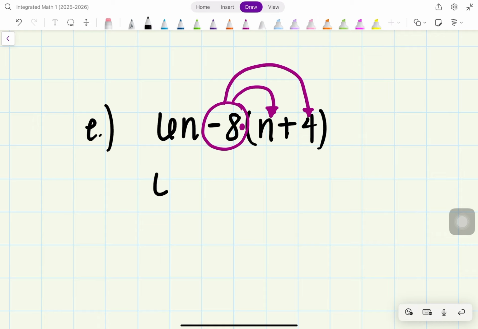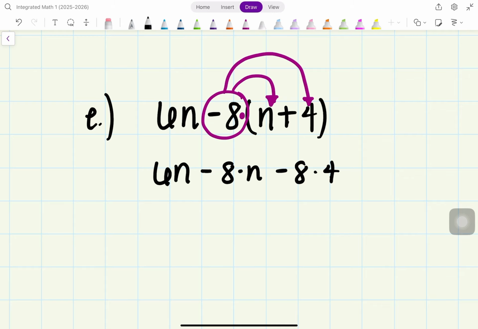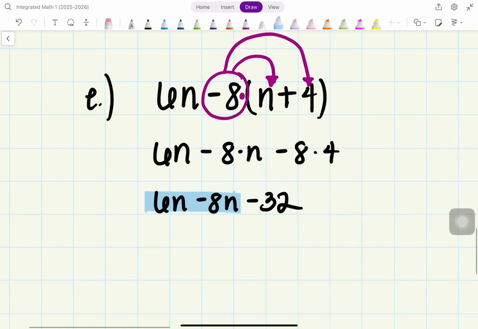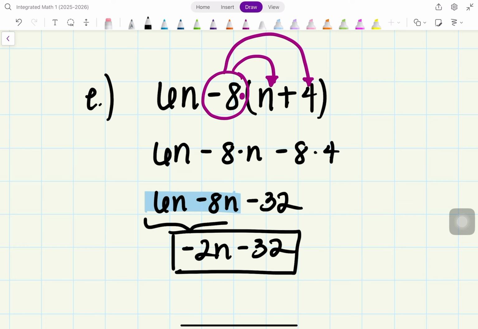So I'm going to bring down the 6n. Nothing happens there, but I need to multiply negative 8 times n, and also negative 8 times 4, right? That's me showing the work here. So it's going to be 6n minus 8n minus 32. From here in this case, guys, I could actually combine these two. And because they're opposite signs, we're going to subtract and keep the sign of the bigger number, which is going to now become a negative 2n minus 32. And that is our answer.